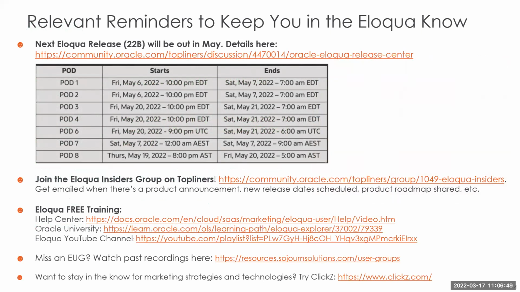Some relevant reminders. I always try to do this to help you guys stay in the Eloqua know. The big topic for today, it's not really that big because it's not here yet, but the next Eloqua release called 22B will be starting in May. You can see the schedule there in the gray table.